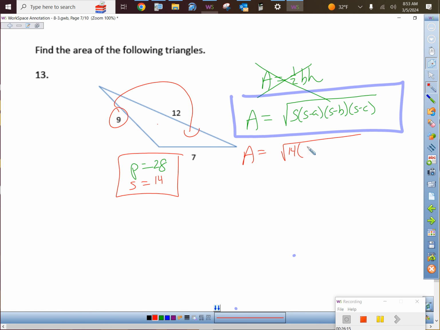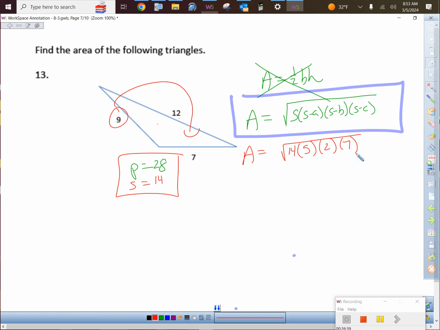What's 14 minus 9? 5. 14 minus 12. 2. 14 minus 7. Are you cool with where those numbers came from? Now, please trust that we're going to have to use this later to do other things.